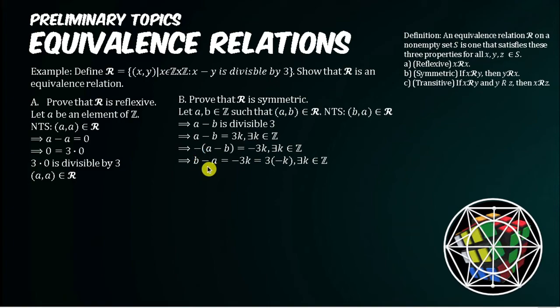Because addition is actually transitive, negative 3k is, of course, the same as 3 times negative k, for some k, an element of the set of integers. And if b minus a can be written as 3 times something, then it is evident that b minus a is divisible by 3, because b minus a is just the same as 3 times something. So we are able to show that (b, a), this ordered pair, is an element of the relation because b minus a is divisible by 3.